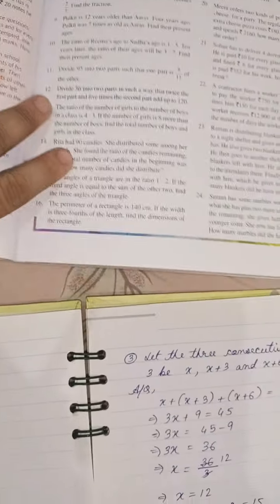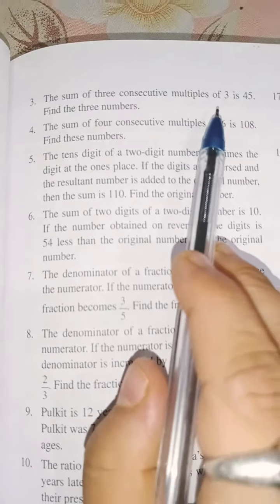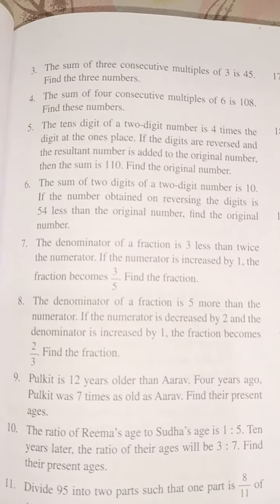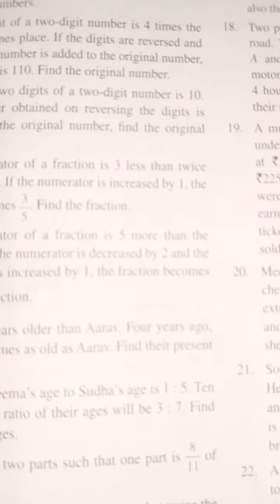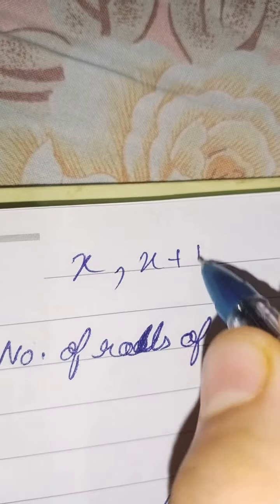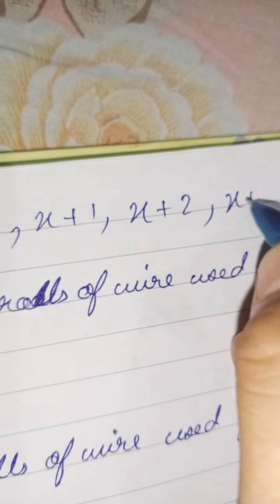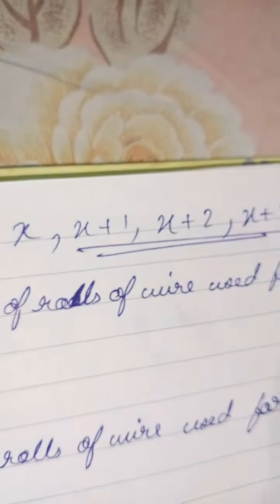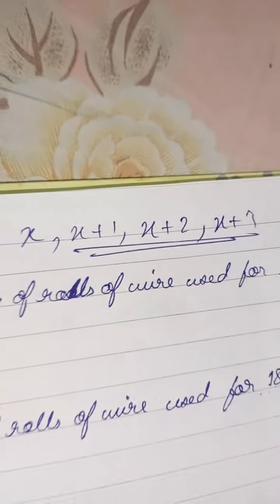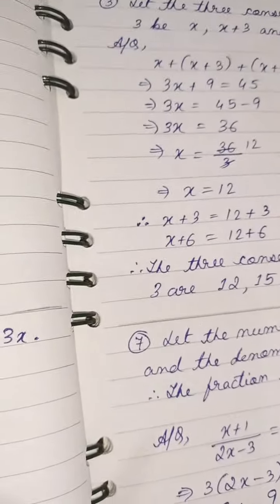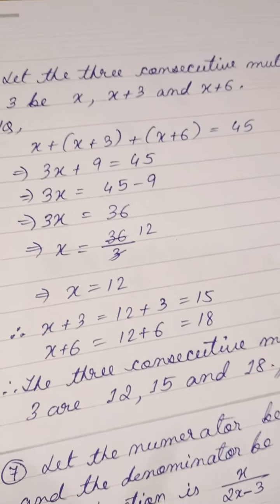Next, question number 3 says that the sum of three consecutive multiples. Consecutive means one after another. Generally if I talk about natural numbers, it is 1, 2, 3, 4. Whenever such consecutive numbers are there, if I consider one of them to be x, the next ones are taken as x plus 1, x plus 2, x plus 3, and so on. This is how consecutive natural numbers are taken. But I am talking here about multiples of 3, so obviously I cannot take x plus 1, x plus 2.